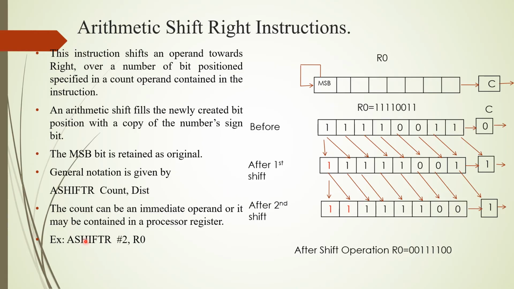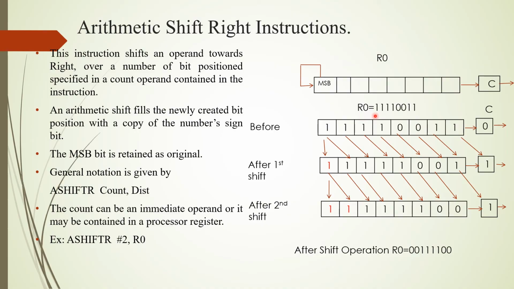Example here, ASR #2, R0. ASR is the opcode for the arithmetic shift right operation. #2 gives the count value, and the destination operand considered here is R0. From the pictorial representation, it is very clear that R0 is considered as an 8-bit register, C is the carry flag, and B7 is the MSB bit.